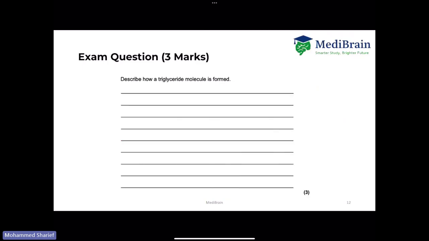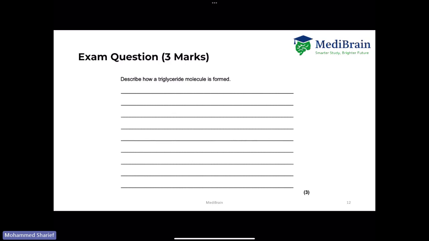Describe how a triglyceride molecule is formed. Now, if you're doing A-level biology, you will know how specific the mark scheme is. There will be words underlined or in bold that if you don't have, you will not get the mark, no matter how perfect your answer is. So it's really important that you pay attention to these mark schemes and learn the format the mark scheme wants from you in an exam. Describe how a triglyceride molecule is formed. Now, this may seem easy, but three marks, where are the three marks coming from?